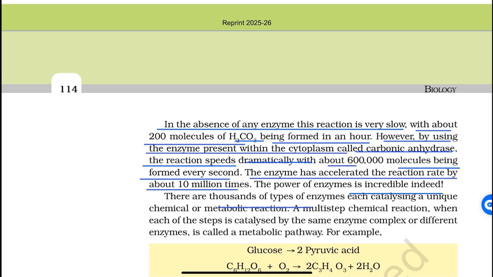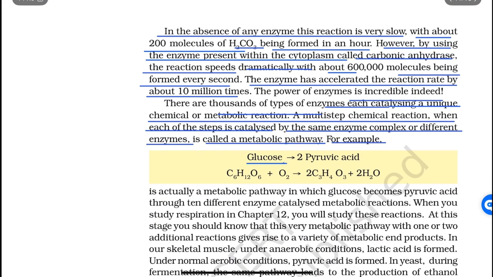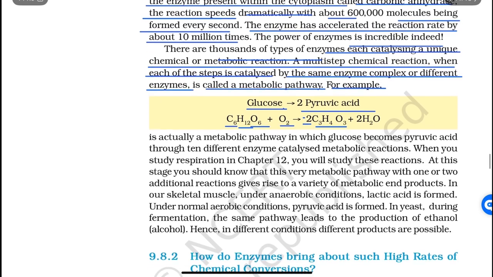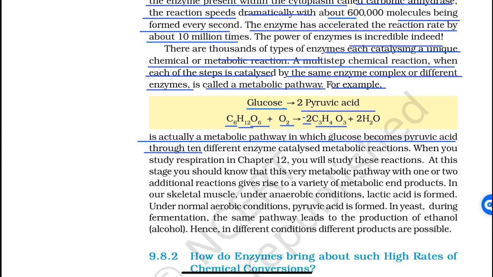There are thousands of types of enzymes, each catalyzing a unique chemical or metabolic reaction. A multi-step chemical reaction, when each of the steps is catalyzed by the same enzyme complex or different enzymes, is called a metabolic pathway. For example, glucose to 2 pyruvic acid is C6H12O6 plus O2 gives C3H4O3 plus 2H2O. It is actually a metabolic pathway in which glucose becomes pyruvic acid through 10 different enzyme-catalyzed metabolic reactions. When we study respiration in chapter 12, we will study these reactions.